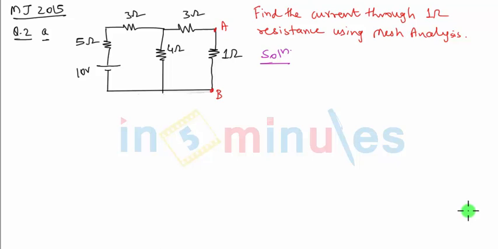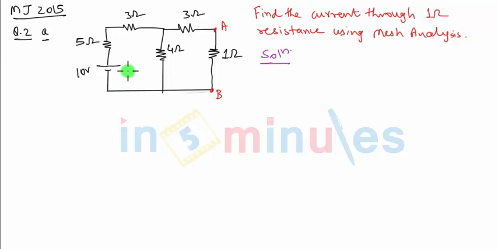Continuing with the question paper made in 2015, the next question is on mesh analysis. The question is: find the current through 1 ohm resistance using mesh analysis. This is my 1 ohm resistance through which we have to find out the current. As you can see, it's a very simple circuit that is given to us.